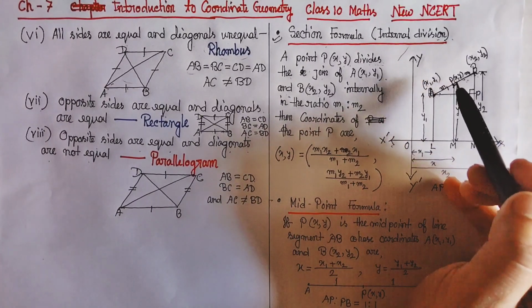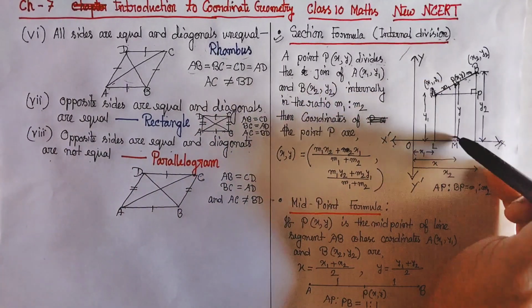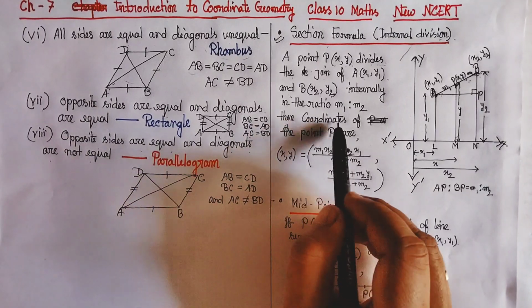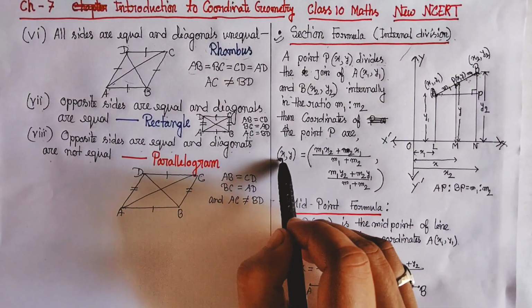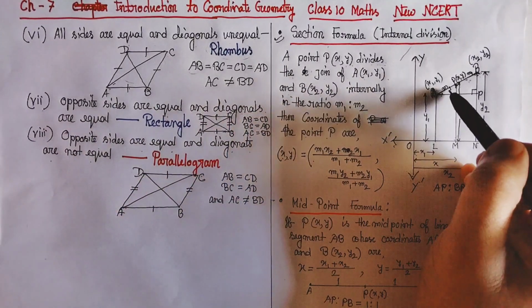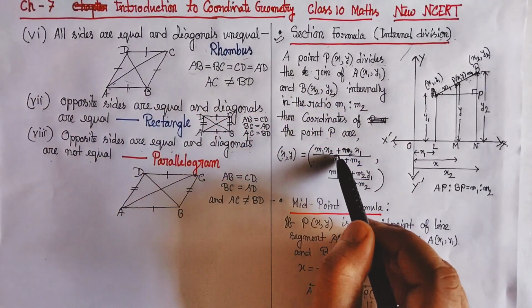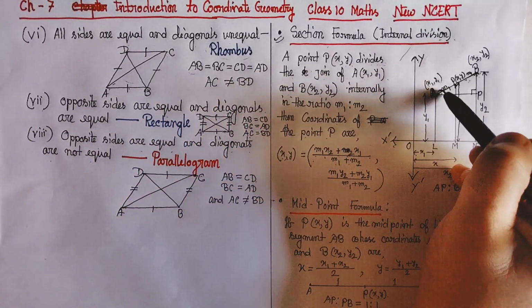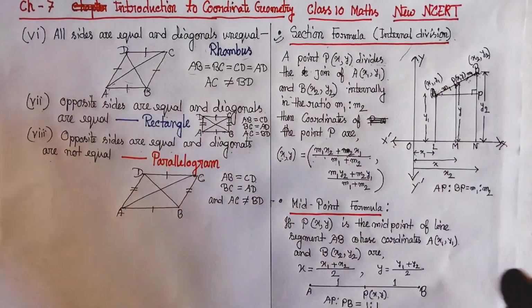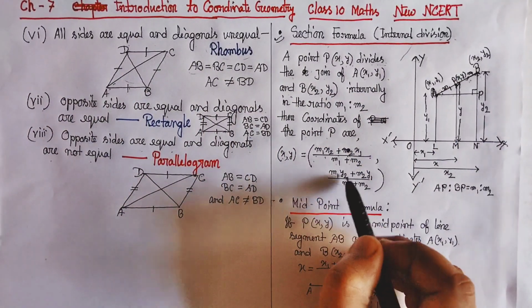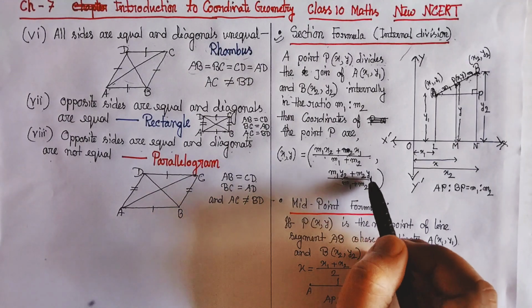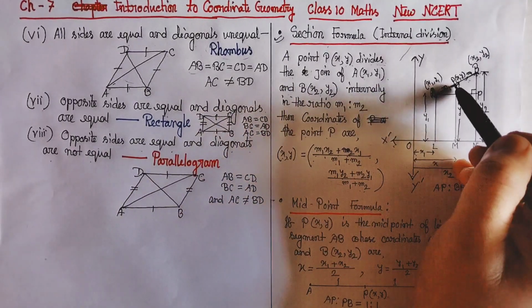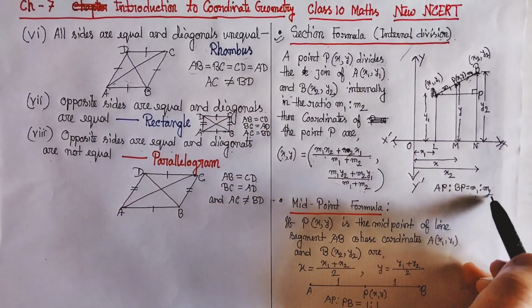So the section formula gives the coordinates of a point which divides the line segment joining 2 points. Then the coordinates of the point P are (x, y) equals (m1 x2 plus m2 x1) divided by (m1 plus m2), that means the sum of parts, comma, the y coordinate is (m1 y2 plus m2 y1) divided by (m1 plus m2). So here AP is to BP equals m1 is to m2.